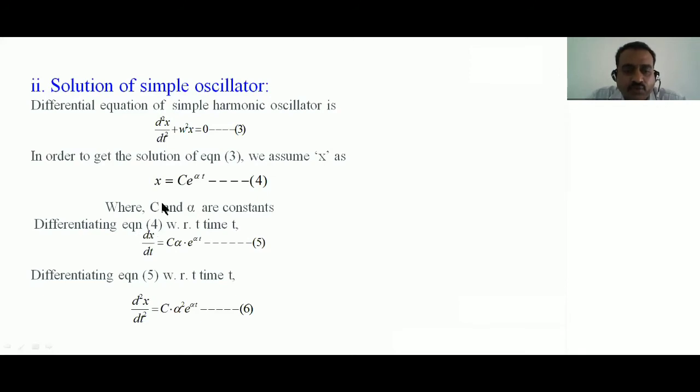Differentiating equation 4 with respect to t, so dx by dt, c constant as it is, d of e to the power alpha t by dt, like d of e to the power ax, a e to the power ax, so c alpha e to the power alpha t. This is equation number 5.